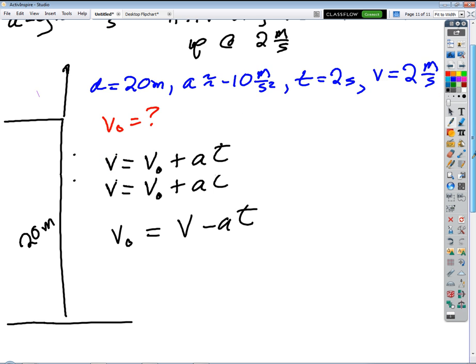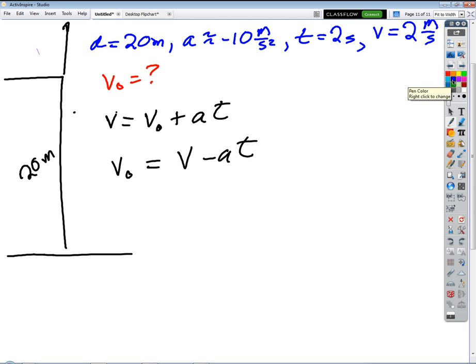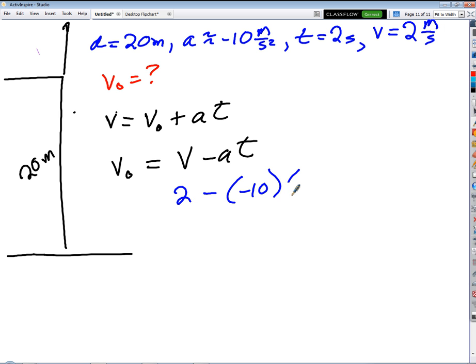And so if I plug all that stuff in, what do we get? So V is 2 minus negative 10 times 2, and I'll just leave the units off this time. I used all standard units, so everything should work out. So what does that give me numerically? Yeah, 22. 2 plus 20. What are the units going to be of my initial velocity? Yeah, meters per second. Good. So there it is. 22 meters per second must be the speed at which the ball was thrown upward, right?